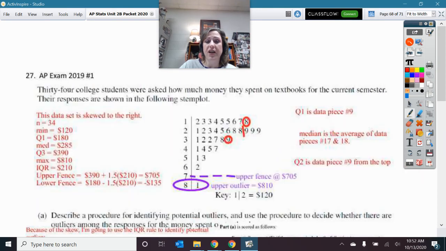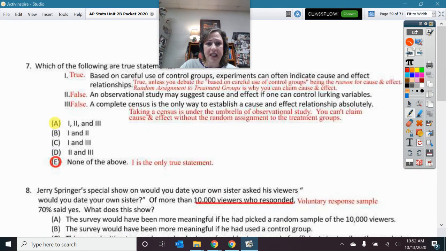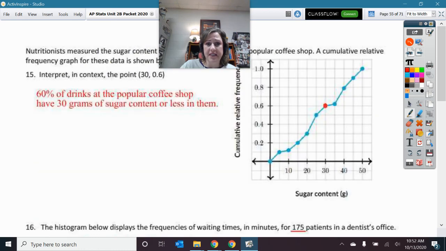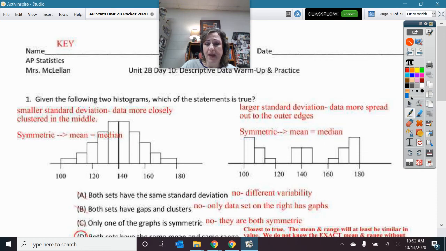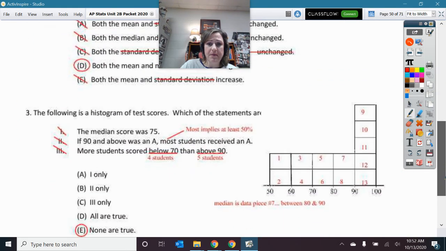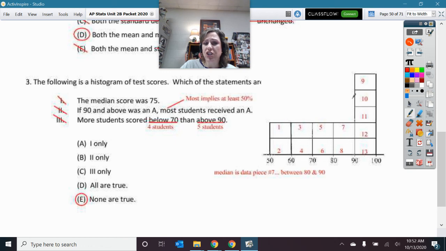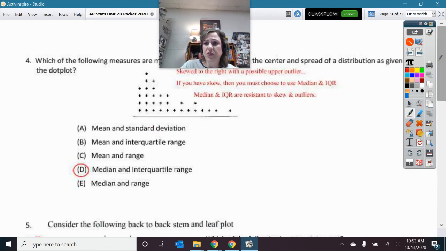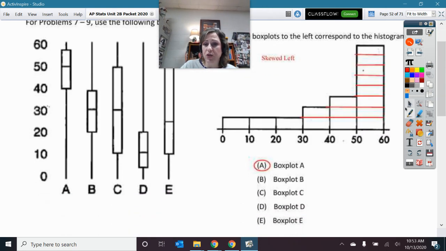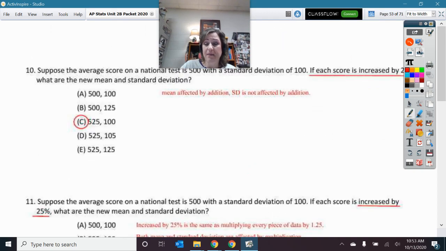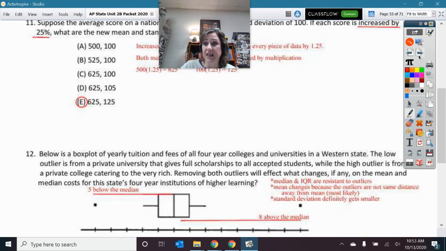But you have got to make sure that you go back and take a look at the review that we had the day before, this warm up and practice. Especially make sure that you can look at a set of data and identify where the median is in a histogram. You should be able to look at a histogram such as this and find where the quartiles and the medians are located. Make sure you can give those specific locations.